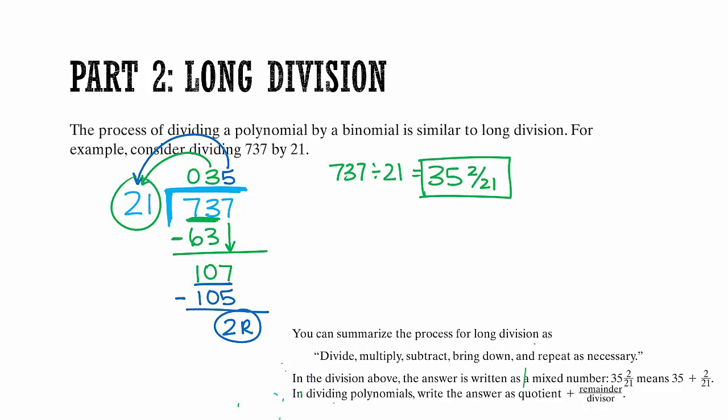So we can summarize the process for long division as divide, multiply, subtract, bring down, and repeat. So that's what we did up here. We divided, we saw how many times it went in here, then we multiplied, then we subtracted, we brought something down, and then we repeat if we need to. In the division above, the answer is written as a mixed number, which is this right here. And this is really 35 plus 2 that's left over that need to be divided by 21. So in dividing polynomials, we are going to write our answer like that, a quotient and then our remainder being added on.